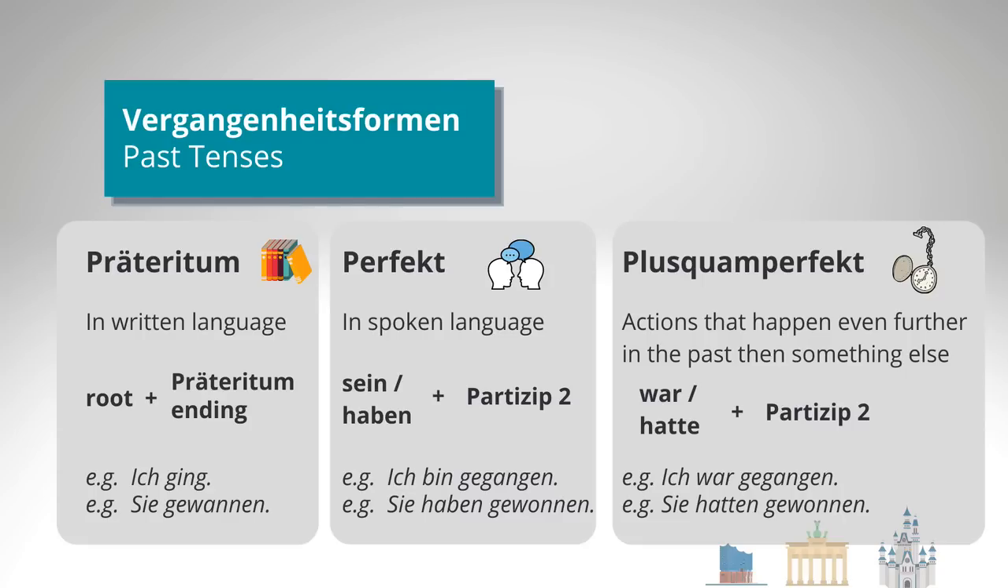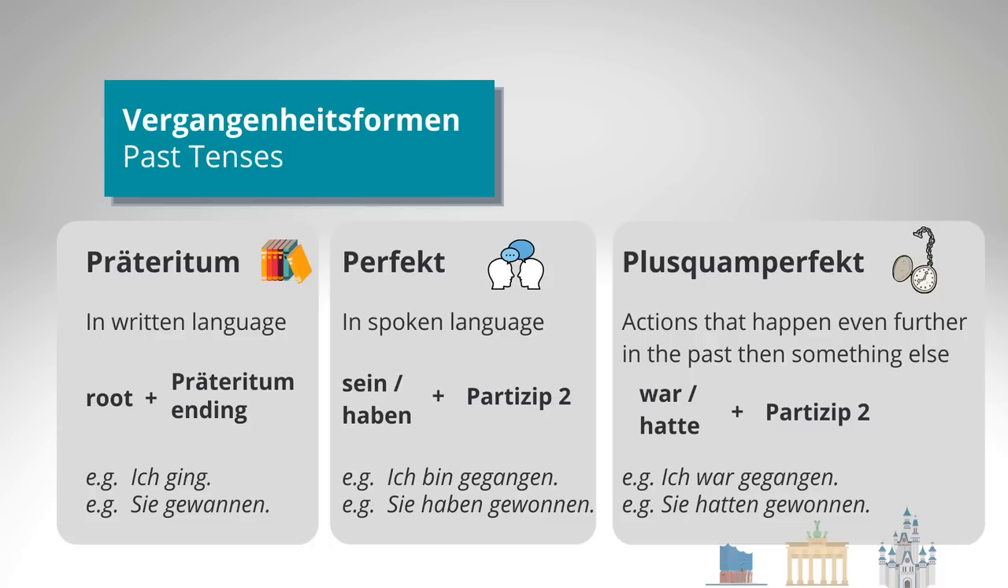And we form it by using the Präteritum or simple past forms of sein and haben, to be and to have. So for example, ich war, du warst, sie es war, wir waren, ihr wart, and sie waren in the case of sein, to be, and ich hatte, du hattest, sie es hatte, wir hatten, ihr hattet, and sie hatten in the case of haben, to have. The rest is exactly the same as in the Perfekt, we just add the Partizip 2, which doesn't change.